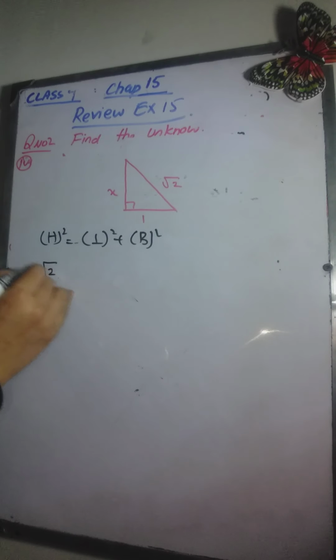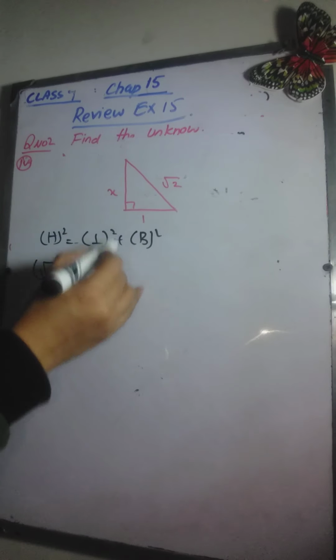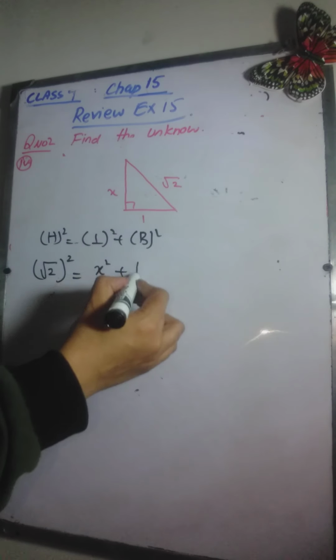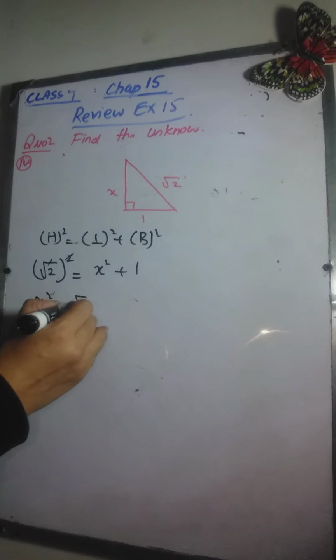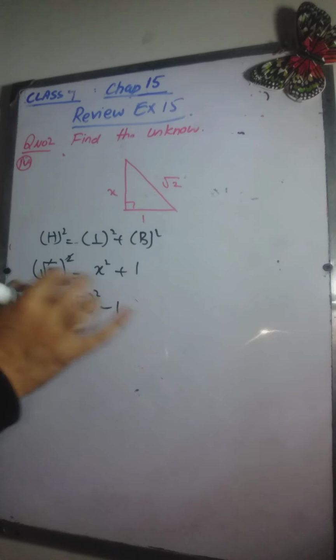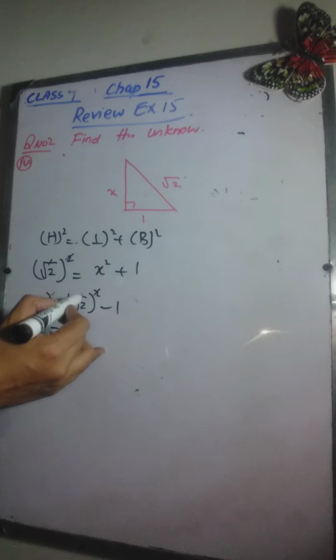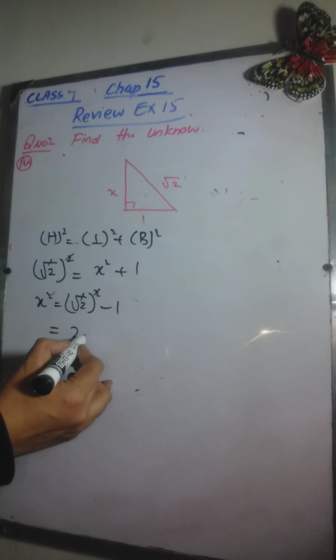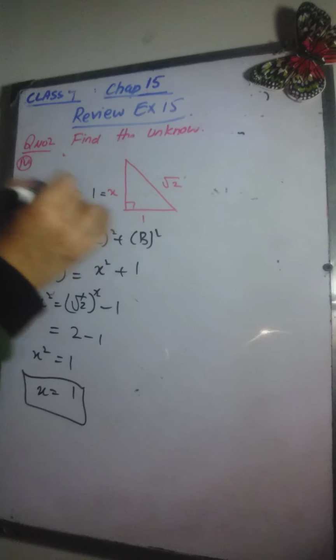Hypotenuse is under root 2, so its square will be 2. Perpendicular is x, whose square we have to find, plus base is 1. So under root 2 whole square minus 1 will be x square. Shifting plus 1 to the left hand side, 2 minus 1 is equal to 1. If x square is 1, then obviously the positive square root of 1 is 1. So we will get the value of x to be equal to 1.